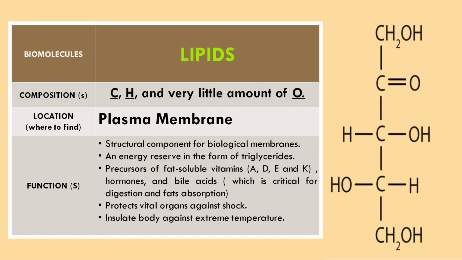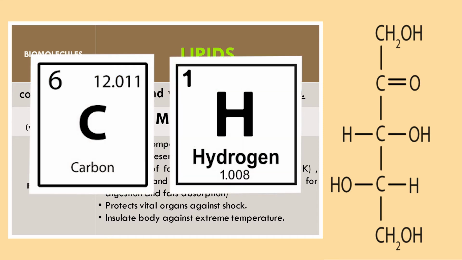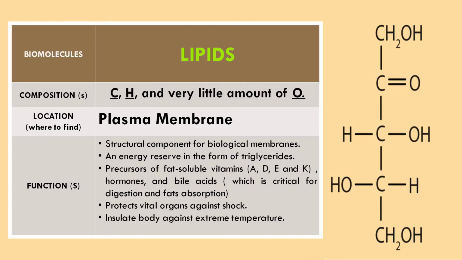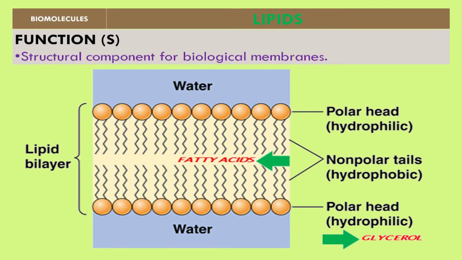Now, alamin natin kung ano ang functions, composition, at kung saang part ng cell karaniwang matatagpuan ang lipids. Ang lipids have the proportional elemental composition of carbon and hydrogen, and little amount of oxygen. Karaniwan itong matatagpuan sa biological membrane ng cells. The functions of lipids are as follows. Una, this is the main structural component for biological membranes, particularly cell membrane.